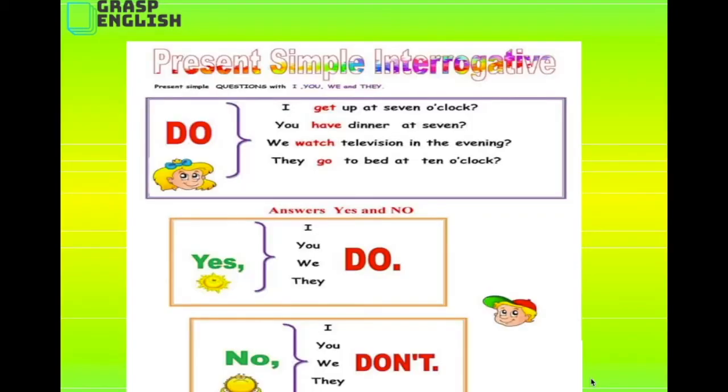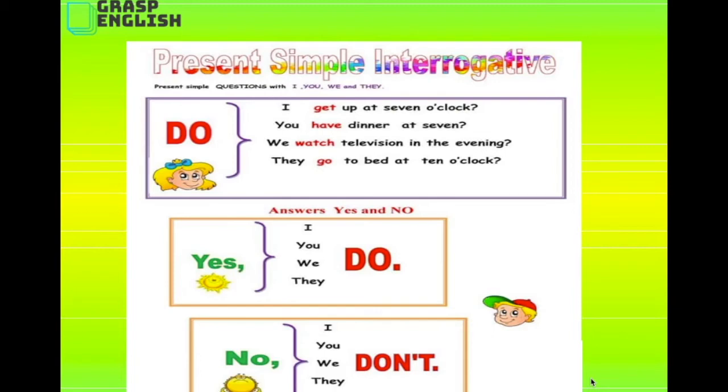Again, we are now going to learn that it is a present simple interrogative. Do I get up at 7 o'clock? Do you have dinner at 7? Do we watch television in the evening? Do they go to bed at 10 o'clock? So see here with I, you, we, they. With these words we are using do.